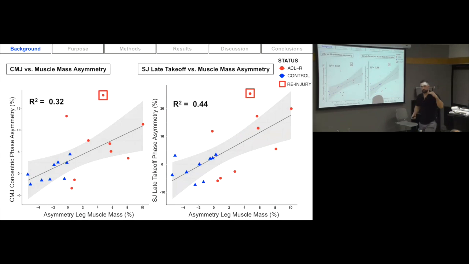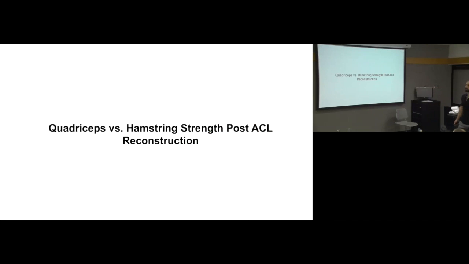The video you saw of the skier who went for the tumble and injured the contralateral limb, I just want to highlight that was him. So in the post-injury period, he suffered that injury. And it was interesting to note that skier had the highest functional asymmetry out of all of the skiers that we tested in all of the different jump phases. So that's just a note that we observed in the post-injury period.